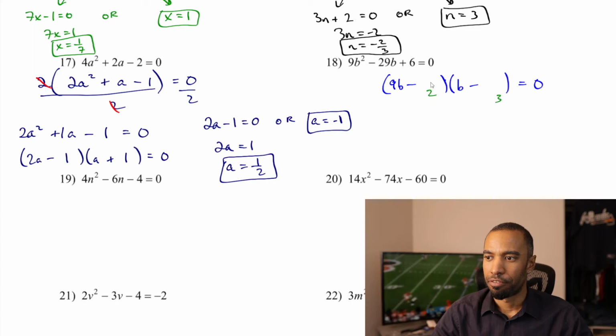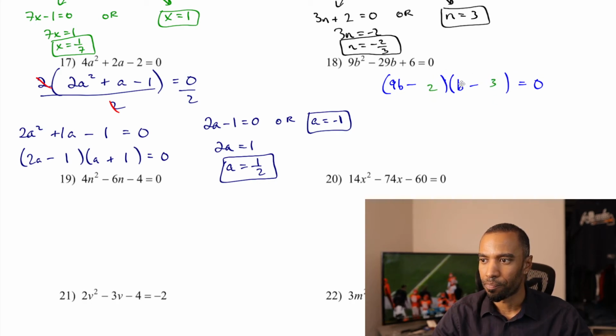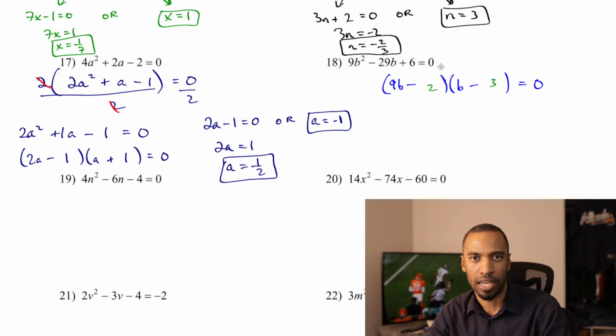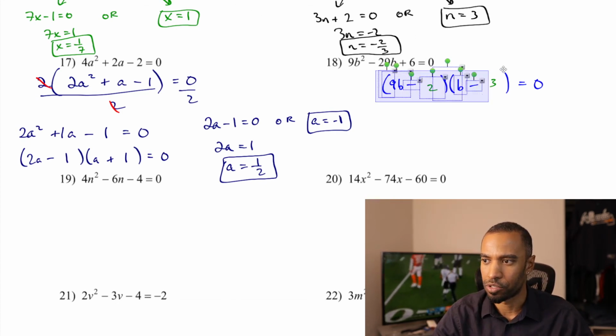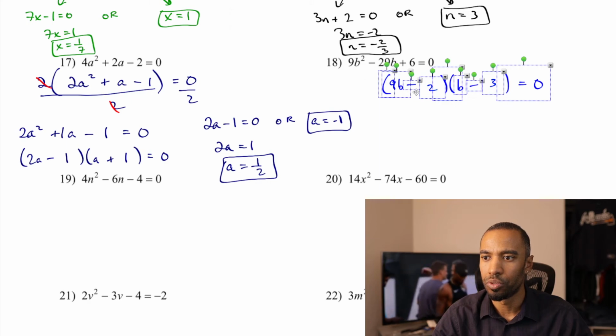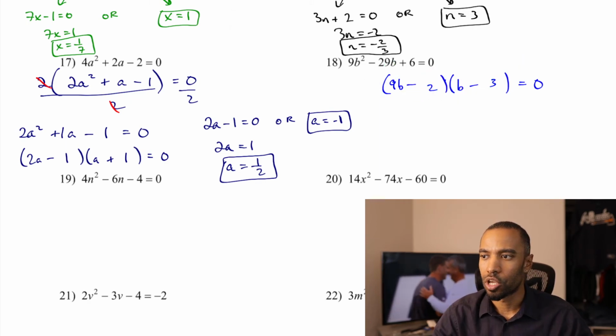9 times negative 3 is negative 27. 1 times negative 2 is negative 2. Negative 27 minus 2 is negative 29. So there it is. There's our factorization. Let's get it as all big blue. All right. So let's go ahead and solve.